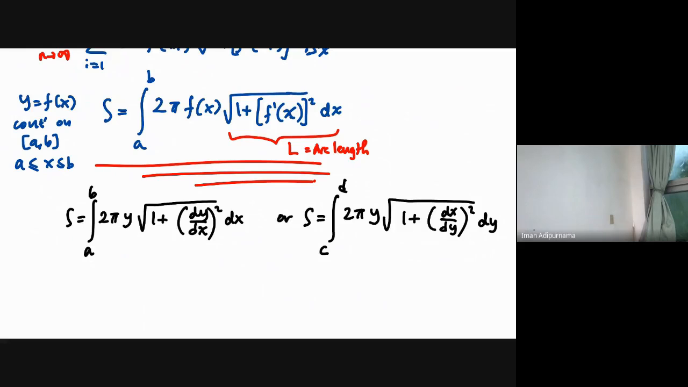But for this 2 pi y, if we rotate about the x-axis, it will be 2 pi y. Later I will draw the picture so you can imagine the y. But if you rotate about the y-axis, it will be 2 pi x. It will be the difference here. But in the arc length, you can write dy over dx or dx over dy. Same thing. But be careful with the interval when you calculate. So that's this surface.